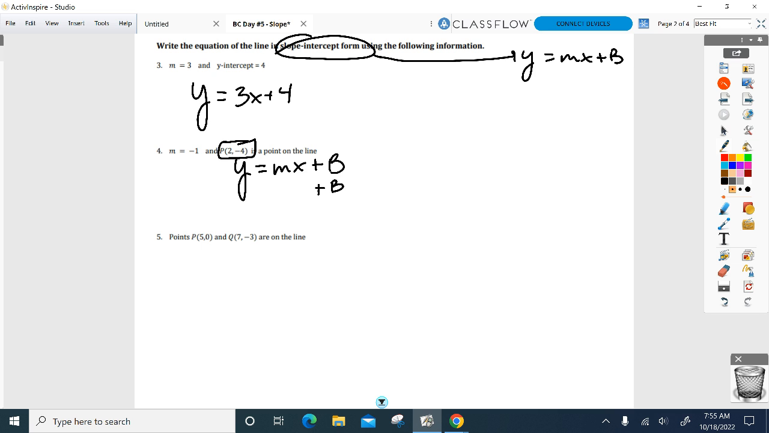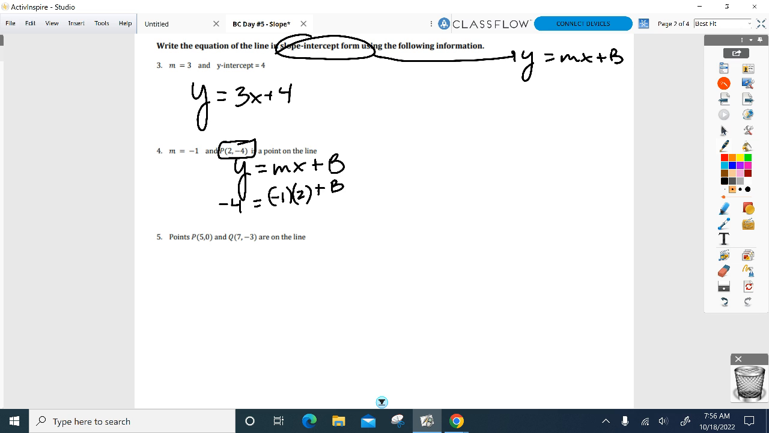That's the point you were given. 2, negative 4. What's the y coordinate on 2, negative 4? So that goes in for y. Negative 4 equals, you already know m, I gave it to you, which is negative 1. And that's times the x coordinate, which is 2. There you go, guys. I'm going to use y equals mx plus b, plug in the point and the slope, and solve for b now.